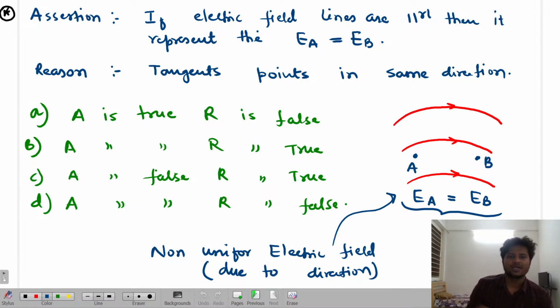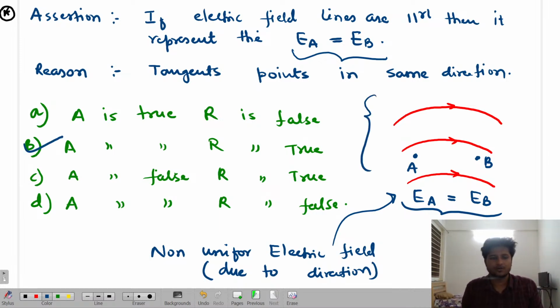So of course, if electric field lines are parallel, then EA is exactly equal to EB, and the reason is tangents point in the same direction. So definitely EA can be equal to EB. But there is also one case where tangents are not in the same direction, but EA is exactly equal to EB. So you said correct, both A and R are true. But there is an exception in that. You should remember this. Are you able to get me or not?